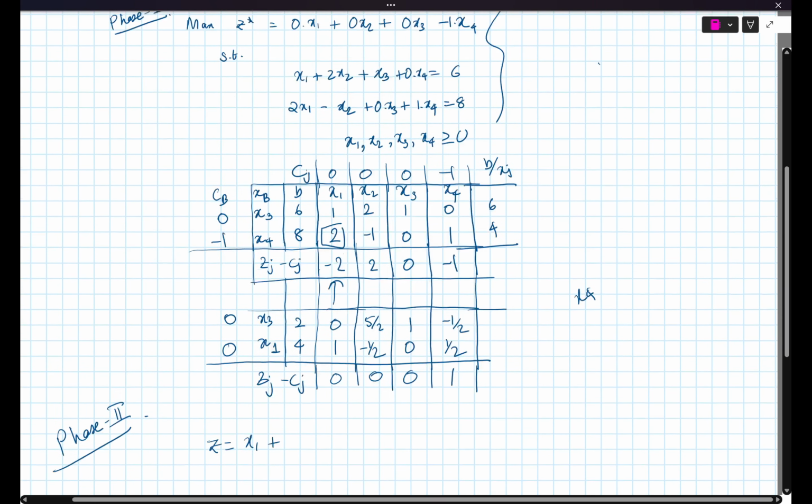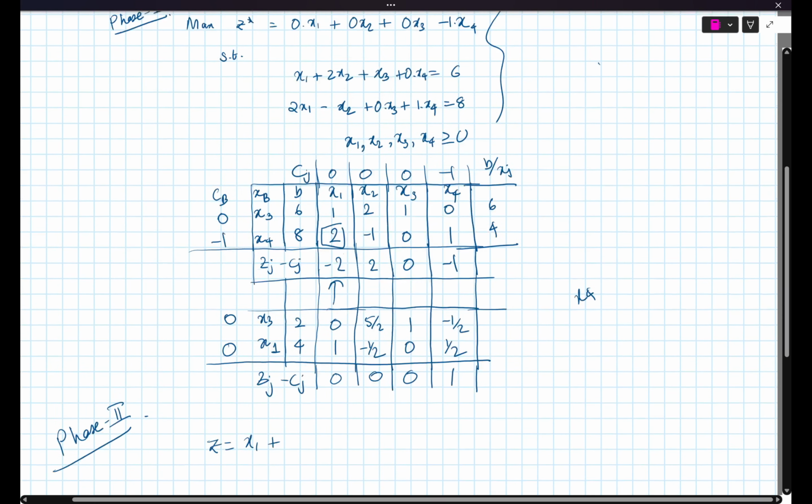Any doubts in this? Yeah, that's what you asked about, whether we can drop that artificial variable before in phase 1 itself, and that I need to check. Yes, okay, no problem.